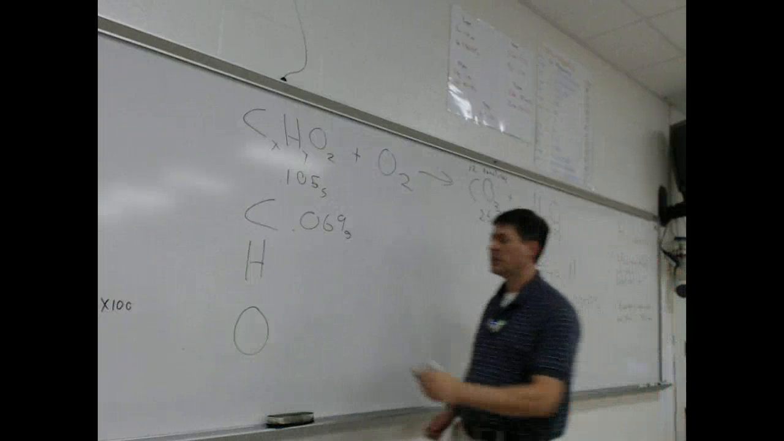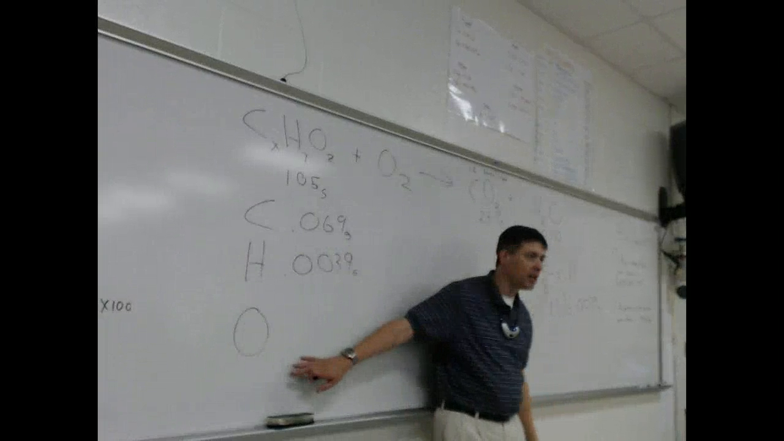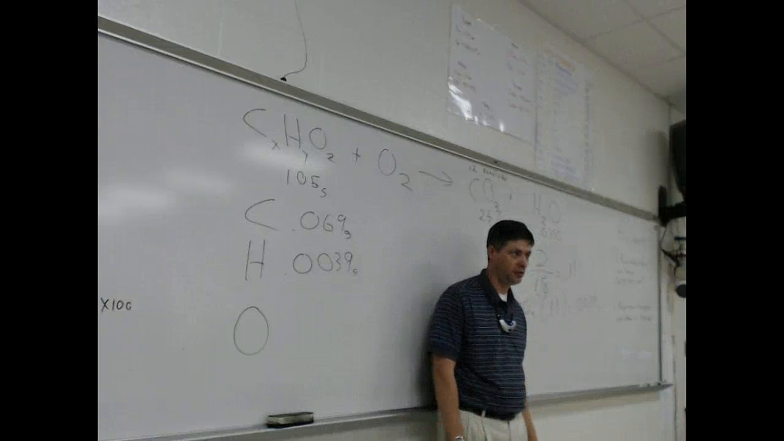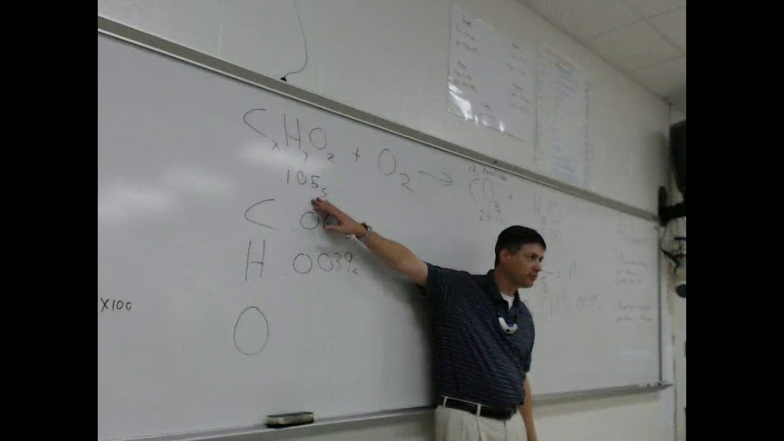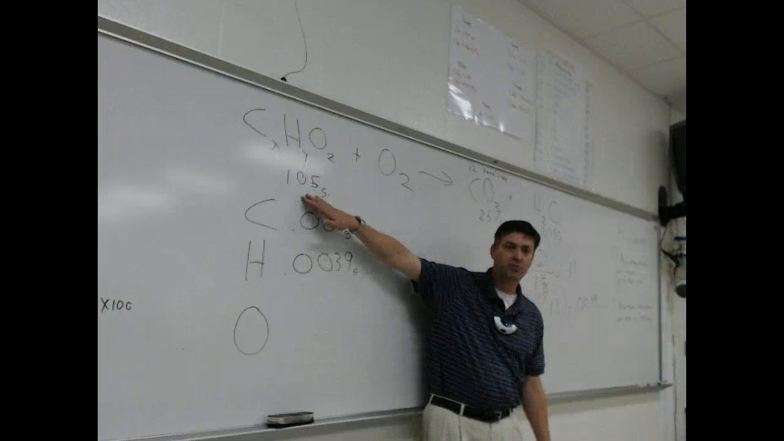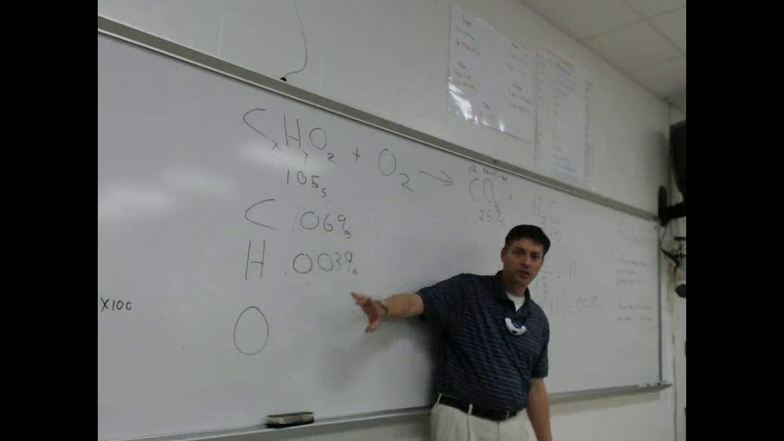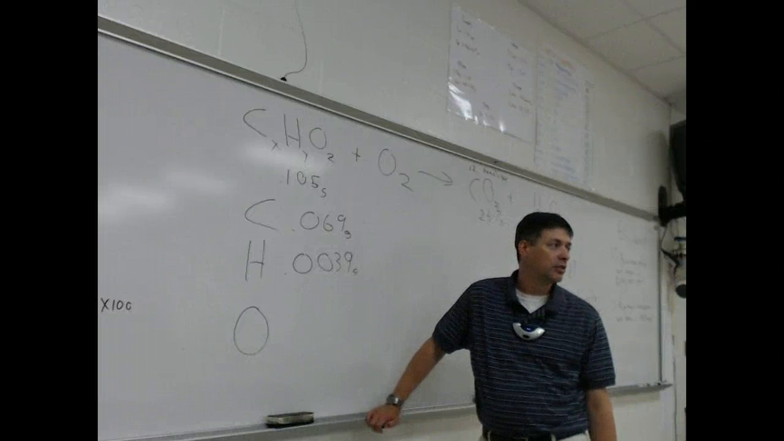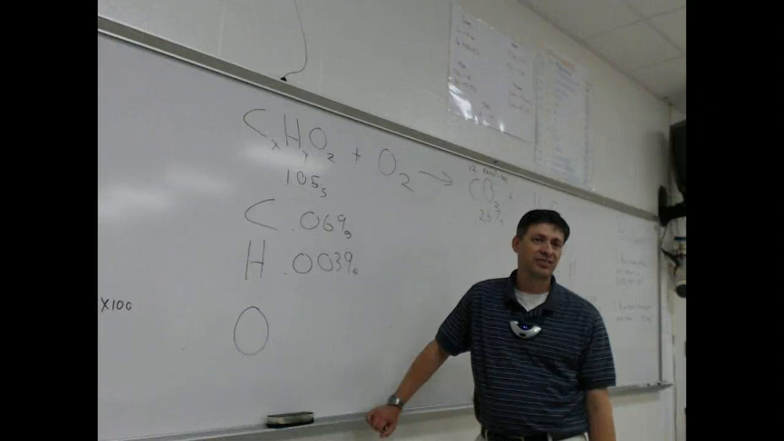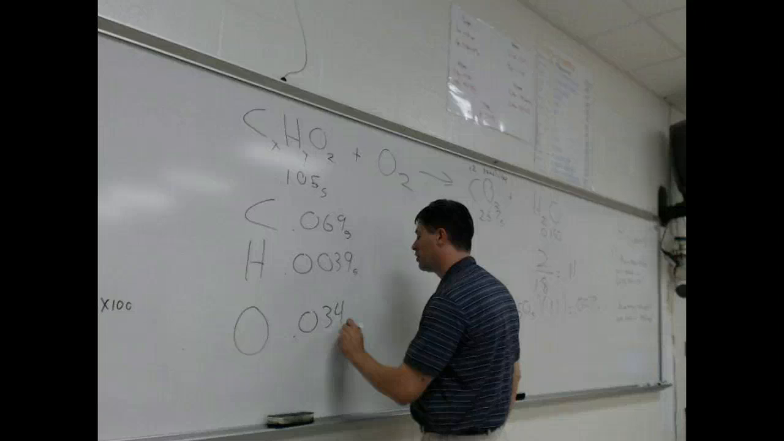Okay? So 0.0039 grams of hydrogen. How can we find the oxygen now? You subtract the rest. The whole sample weighs 0.105. We know the carbon, we know the hydrogen, so the remainder is oxygen. Somebody subtract it out. 0.034.